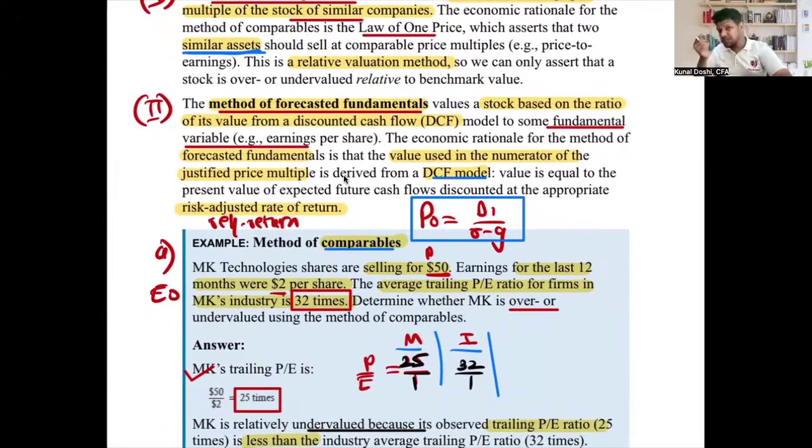So what price do you use? That defines whether it is the method of comparables or the method of forecasted fundamentals. Forecasted fundamental is what we call the justified PE ratios. Okay, justified are based on fundamentals.